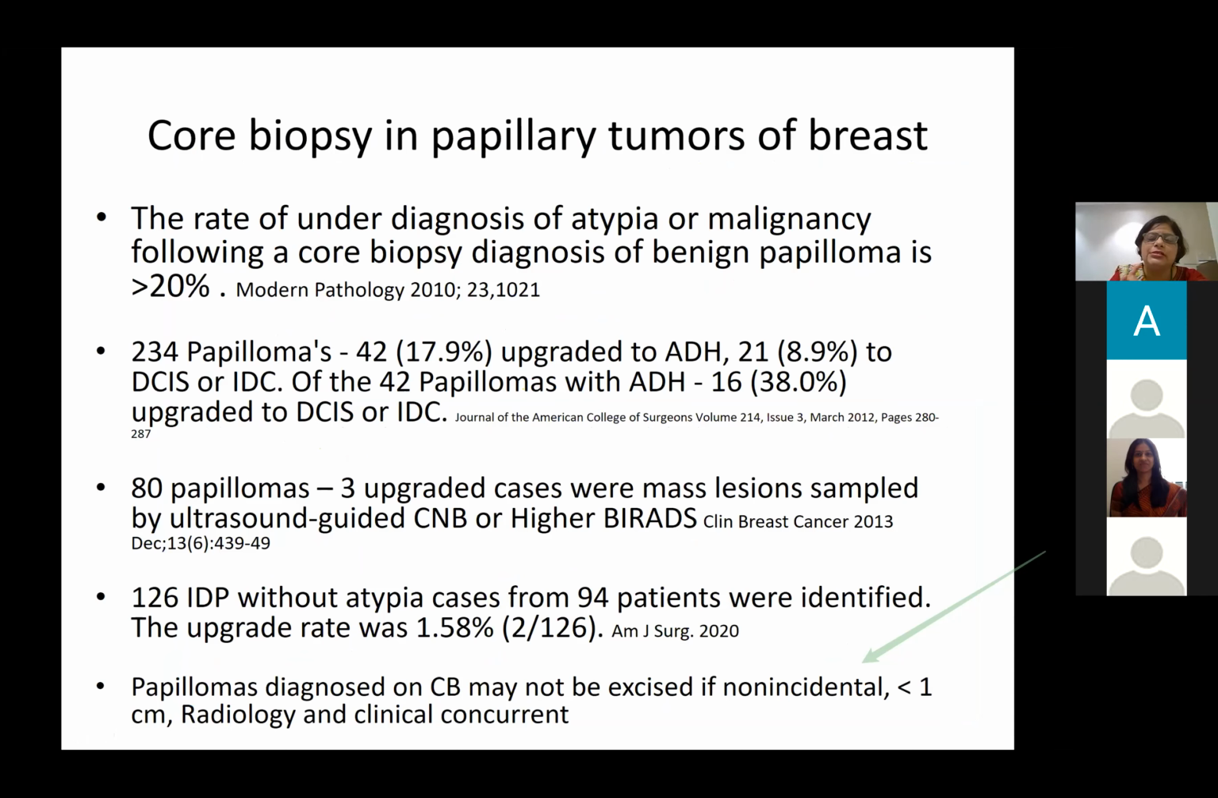If these are symptomatic mass lesions and they have a higher BI-RADS, then those are the cases that will upgrade. Not all papillomas upgrade. Suppose I give a report of papilloma very confidently on a core biopsy, and the small radiology is concurrent, then you don't have to excise them. But any kind of atypia or epithelial hyperplasia, if I see, those are the lesions that need to be excised.